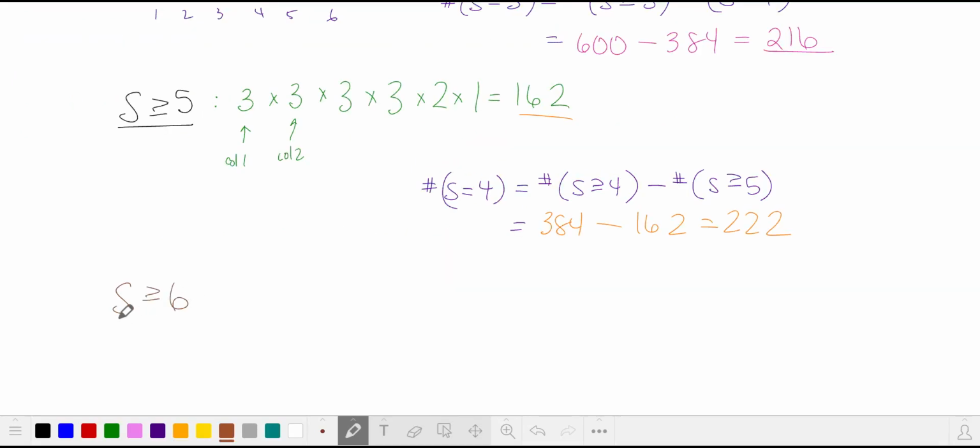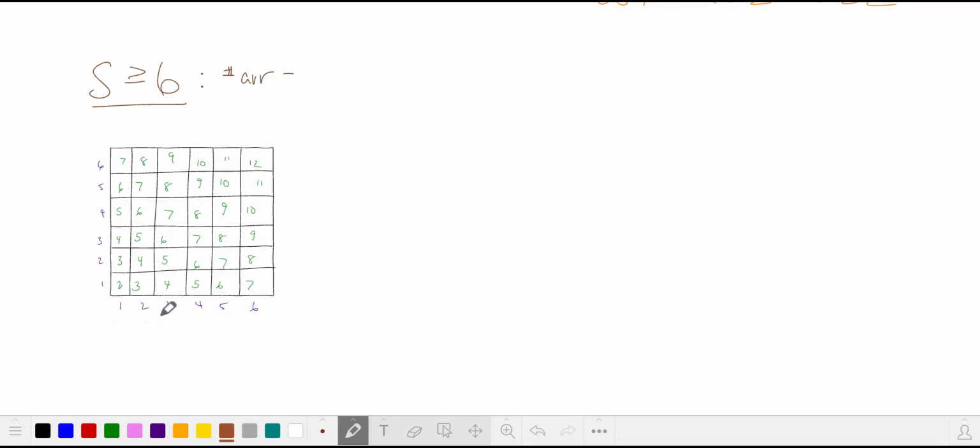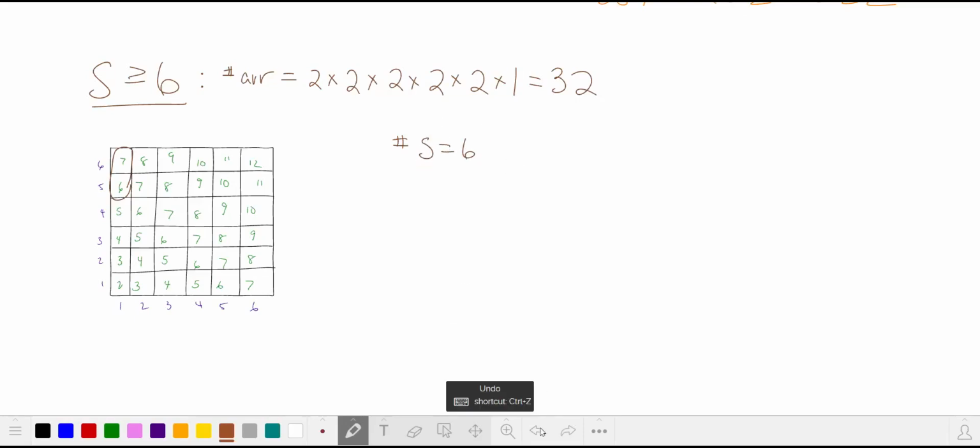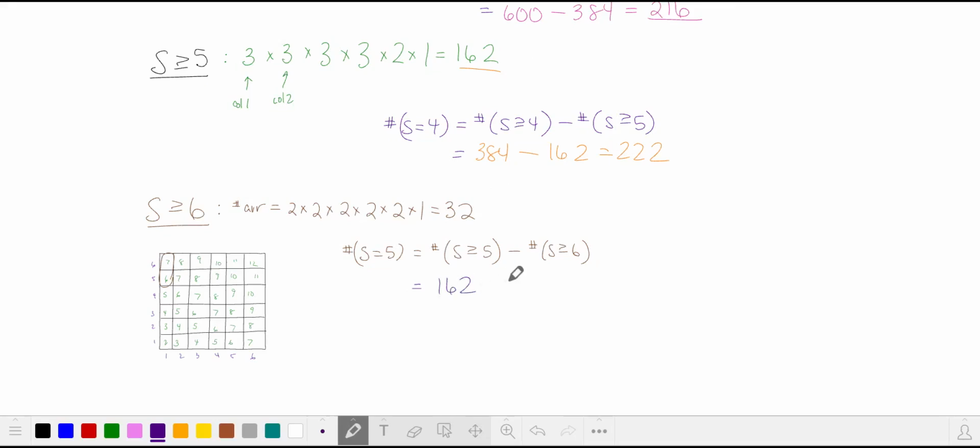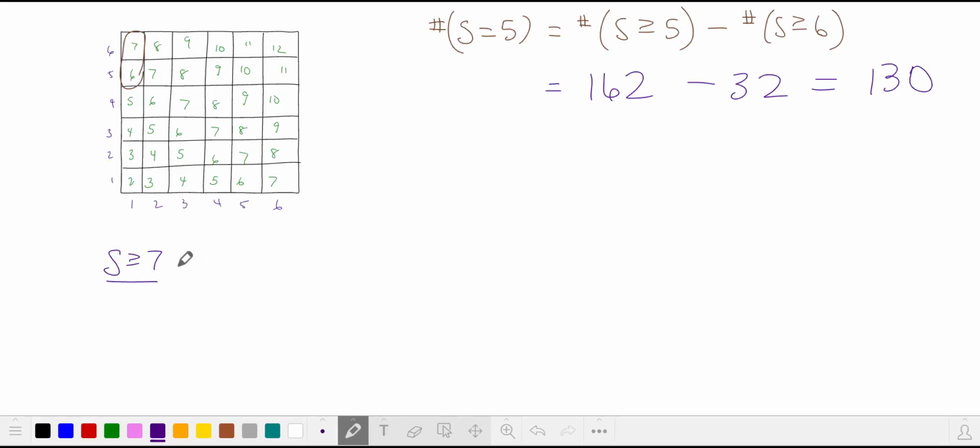For a score greater than or equal to 6, the number of arrangements, again going column by column, we'll have 2 choices for column number 1, leaving 2 choices for column number 2, and so on. This is 32 arrangements with a score greater than or equal to 6. And we'll subtract to find the number of arrangements where the score is equal to 5. This is going to be 162, and we'll subtract 32. Now for scores that are greater than or equal to 7, we'll have 1 choice for placing a rook in column 1, and so on for all the remaining columns.